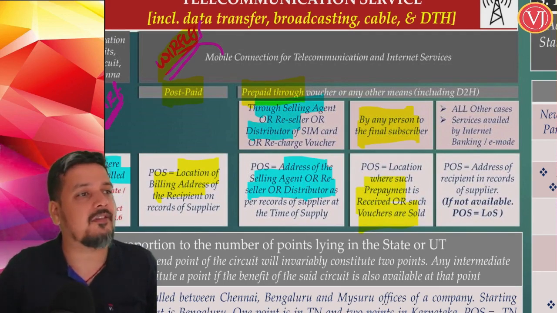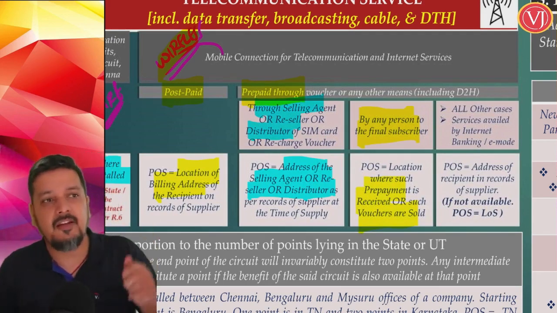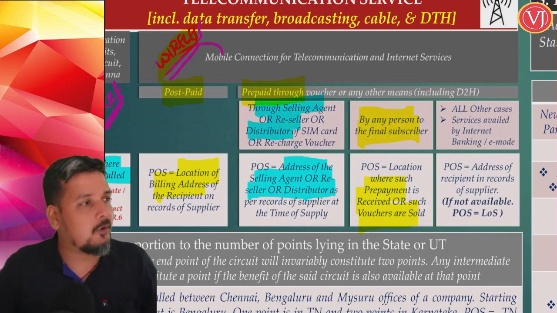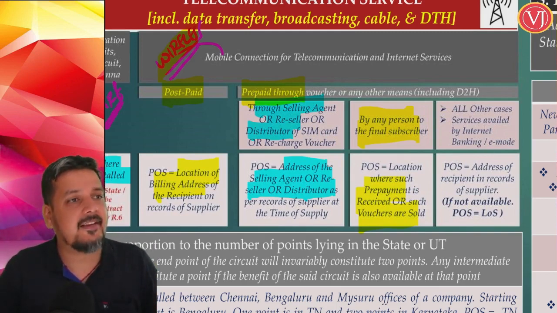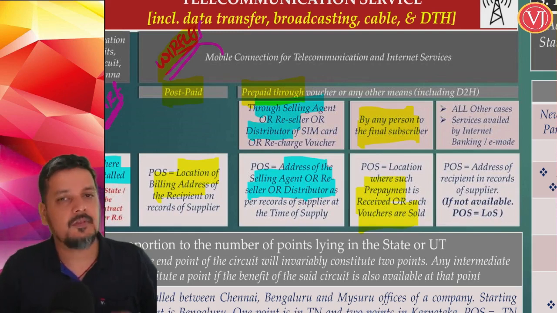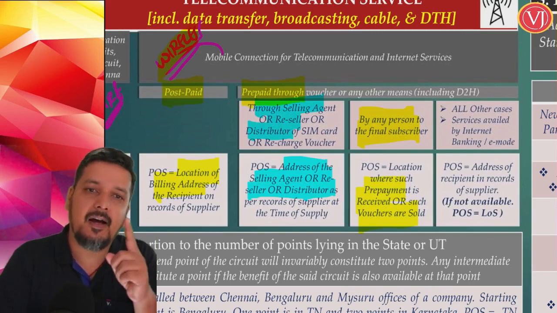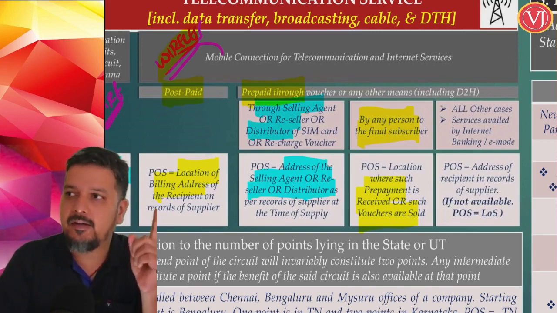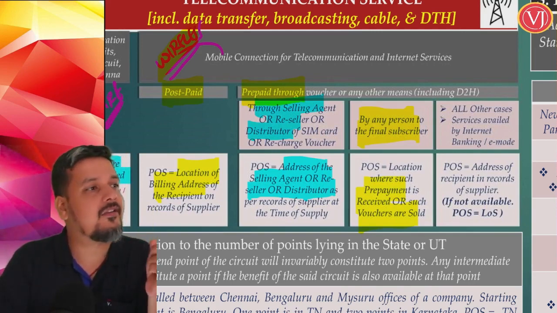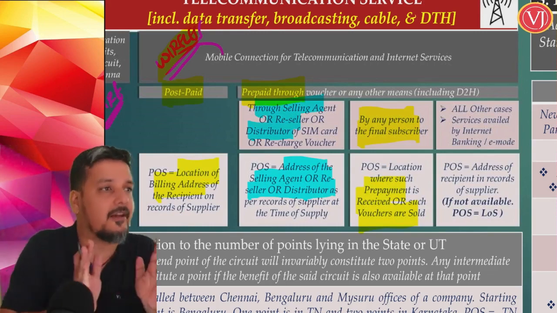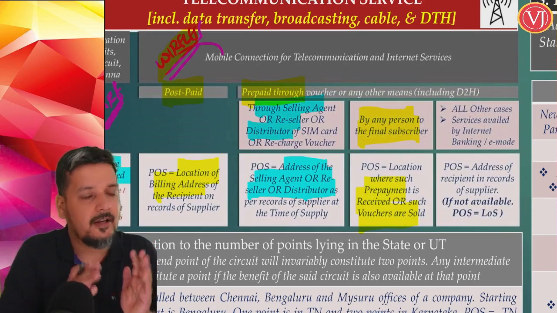Nowadays, we don't have the concept of vouchers, but there was a time when vouchers were being sold. You have to scratch it and get that amount. I repeat, Jio to distributor, place of supply, address of the distributor, and Jio to consumer or distributor to consumer, place of supply is where the prepayment is received or where the voucher is sold, in simple language, where the money is collected.